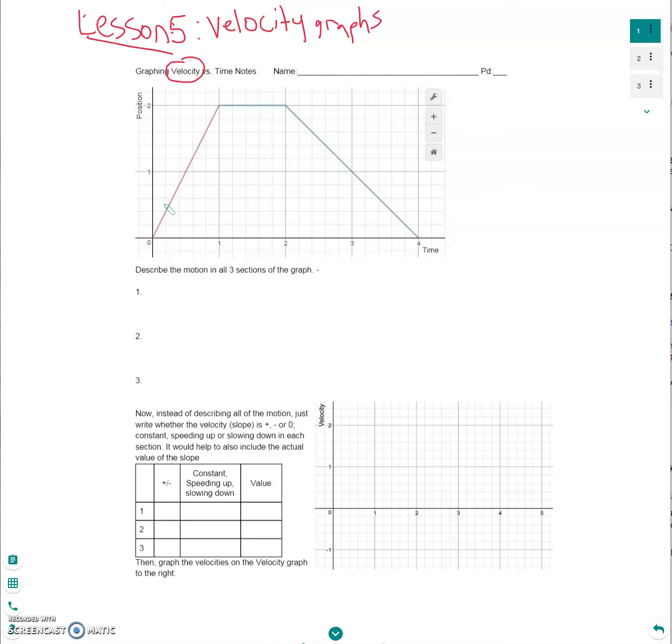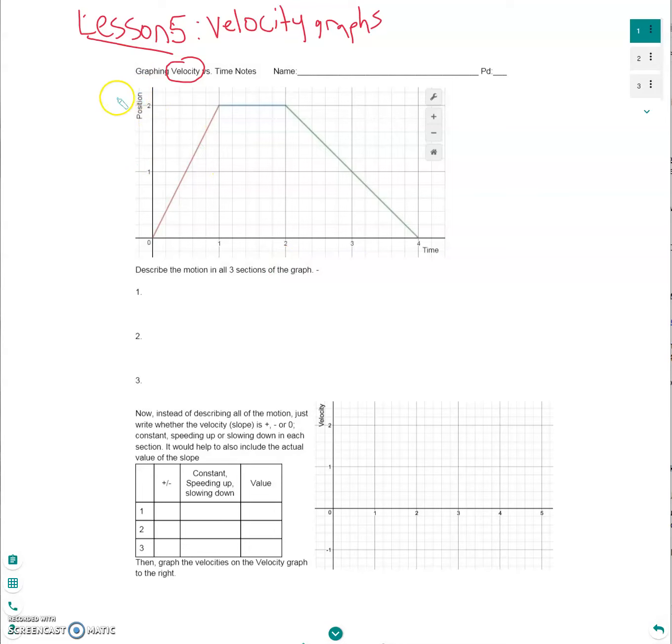I've shared the notes sheet with you if you want to write on that digitally or print it or whatever, or you can just write these down on your own. You can just make quick little charts and graphs. It'll be fine. So what we're going to do is start here by describing the 3 parts of motion in our graph.